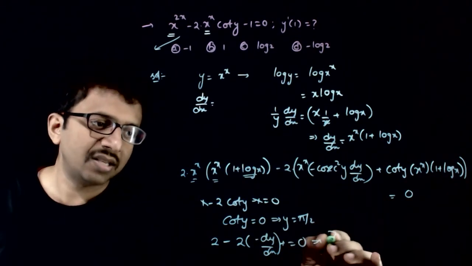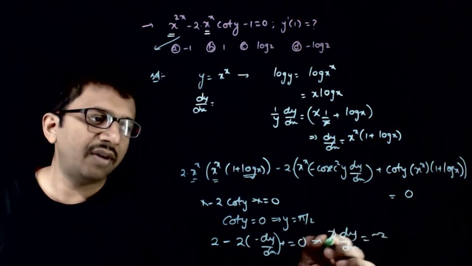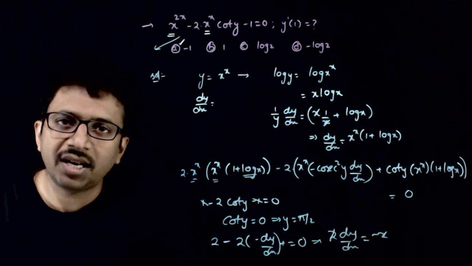So this implies 2 times dy by dx is equal to minus 2 and dy by dx is equal to minus 1, which is the answer. So option A is the right answer to this question.